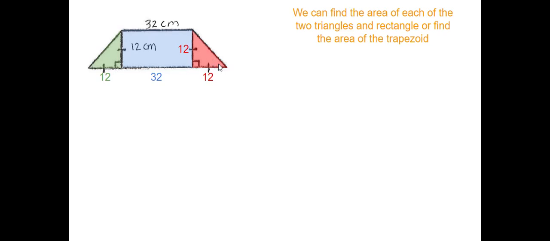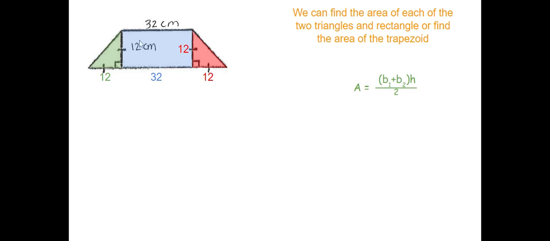Okay, so yes, you still could do this base times this height, 12 by 12 divided by 2, and this base times this height, 12 by 12 divided by 2, and then this rectangle, which is 32 times 12, and add those 3 shapes together. But why do that? We can just do it with a trapezoid formula instead. Okay, so this formula for a trapezoid is right there. Base 1 plus base 2 times the height divided by 2.